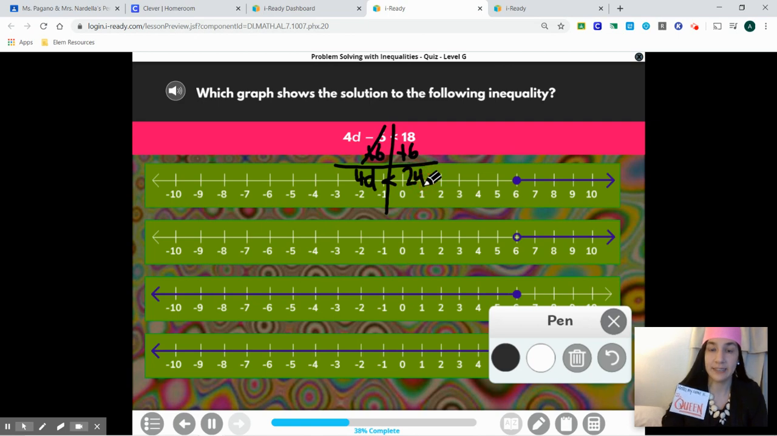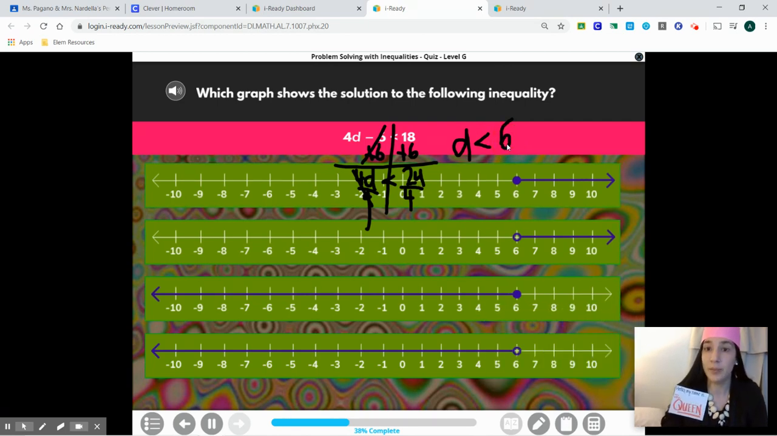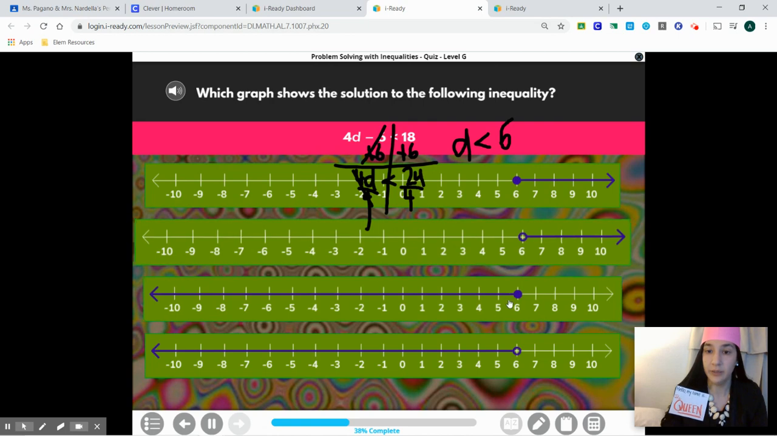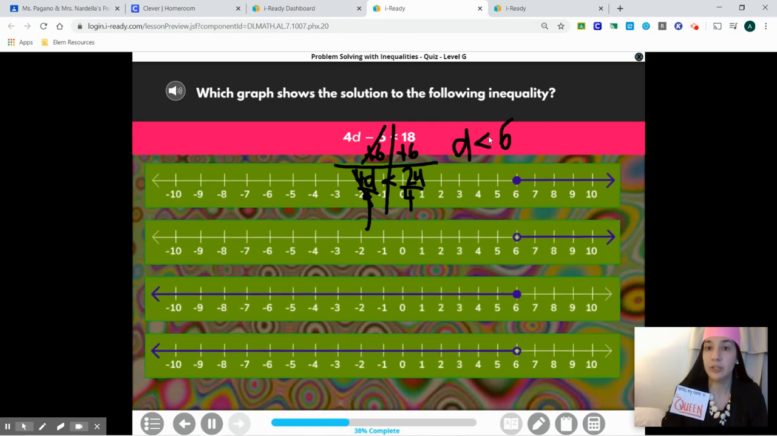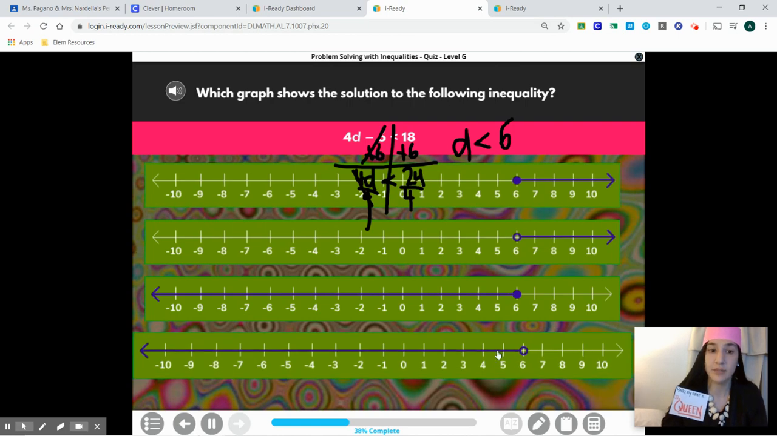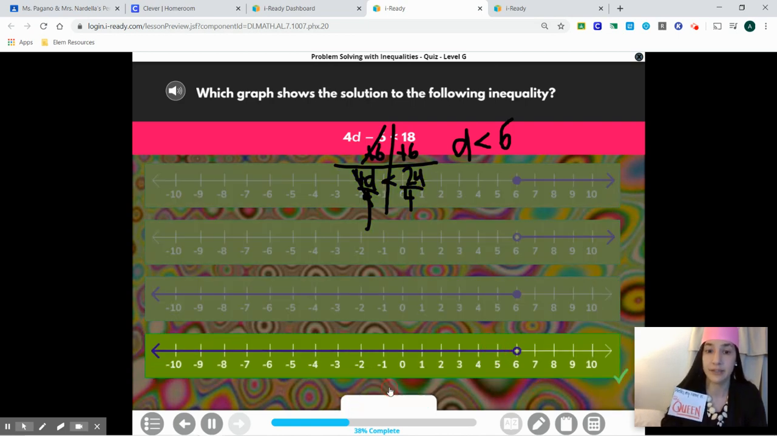We have to isolate the d by dividing both sides by positive 4. We divided both sides by a positive 4. So our answer is going to be d, same inequality symbol, less than 6. So what that means to us is that we want an open circle, so here or here on our 6, and we're looking at our arrow. We're talking about the numbers less than 6, so it's going to be right here, the numbers to the left of the 6.